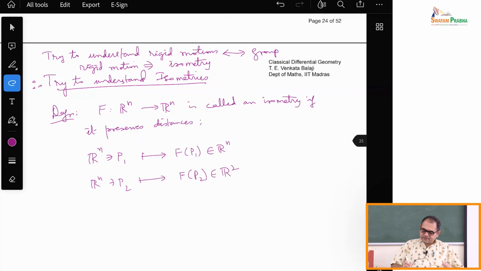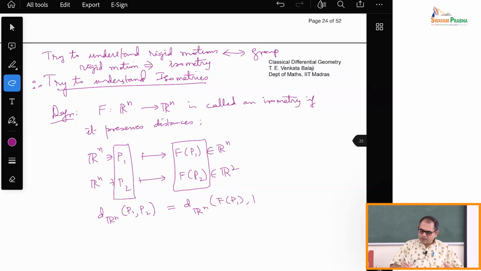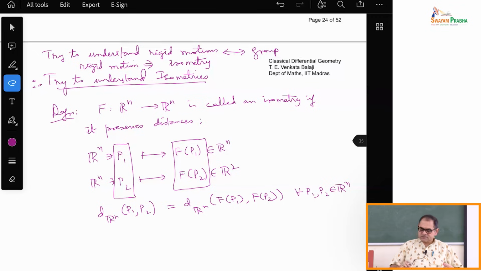Now the point is that the distance between P1 and P2 should be the same as the distance between their images. That's what distance preserving means. So d Rn of P1, P2 should be equal to d Rn of F(P1), F(P2), and this is the condition. This should hold for all P1, P2 in Rn. So this is the distance preserving condition.